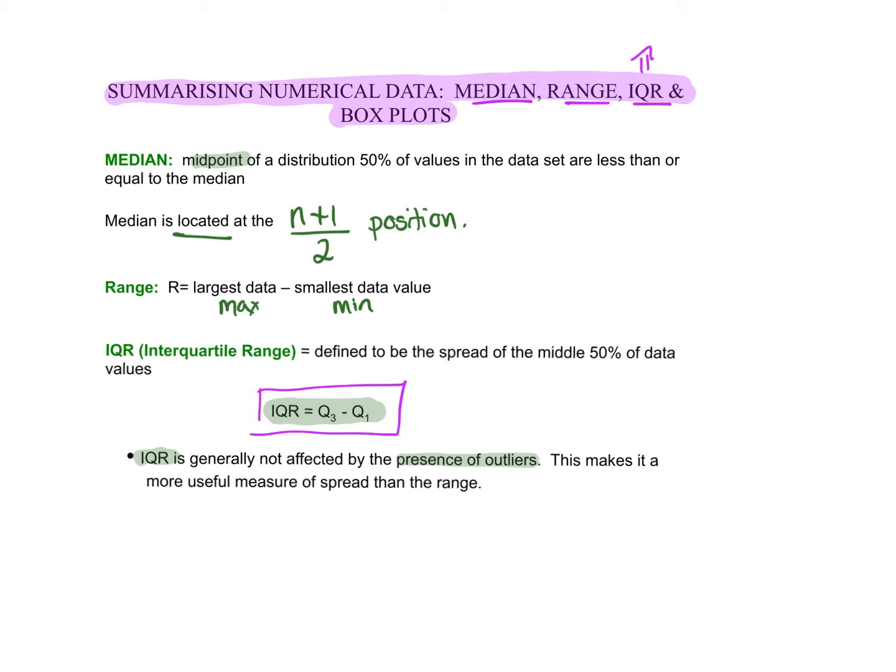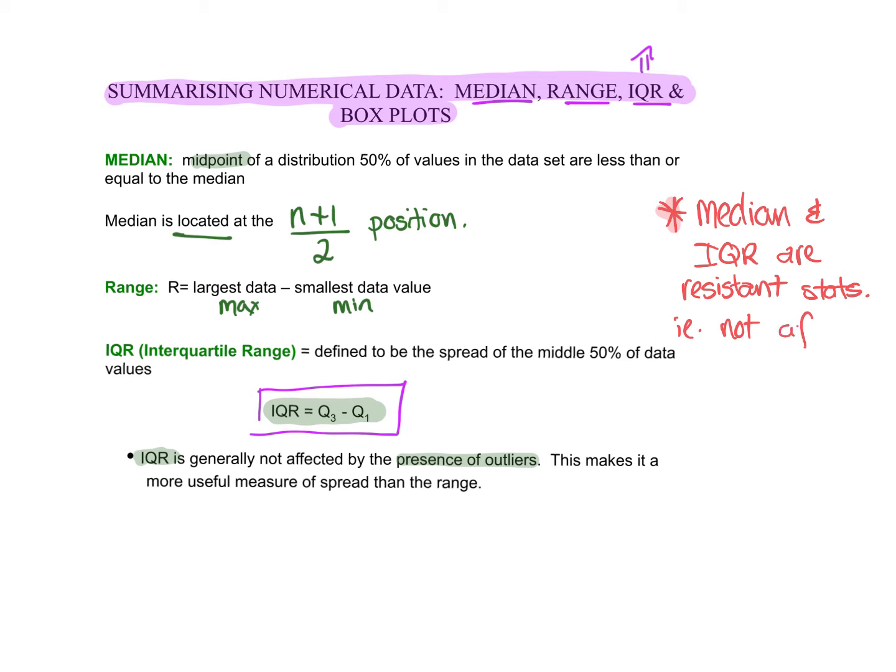So I might get you to write a little note here that the median and the IQR are resistant statistics, resistant stats. That is, they're not affected by outliers or by skewed data.